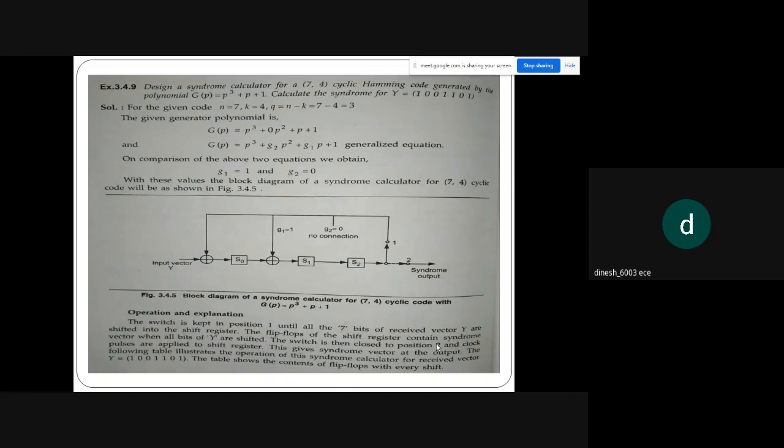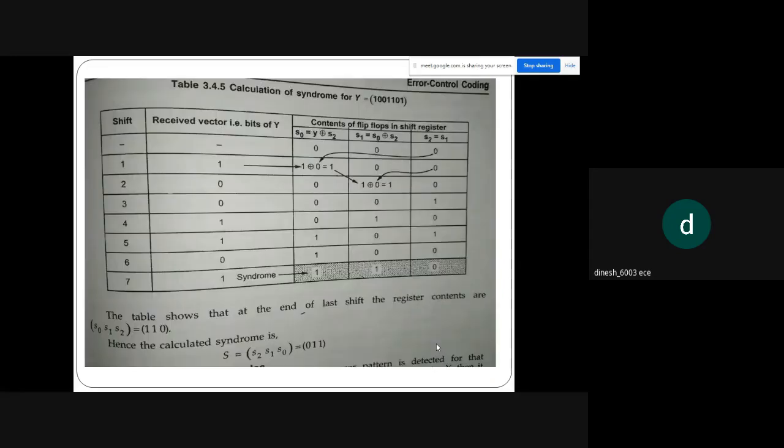So any queries? So this is how we calculate the syndrome. It should be written from the highest degree of Q to the lowest degree of Q. So S2, S1, S0, 0, 1, 1 is your syndrome. In some other examples, they may give you a different polynomial, a different G of P, or a different syndrome to calculate. Okay, so let us go for the decoder.